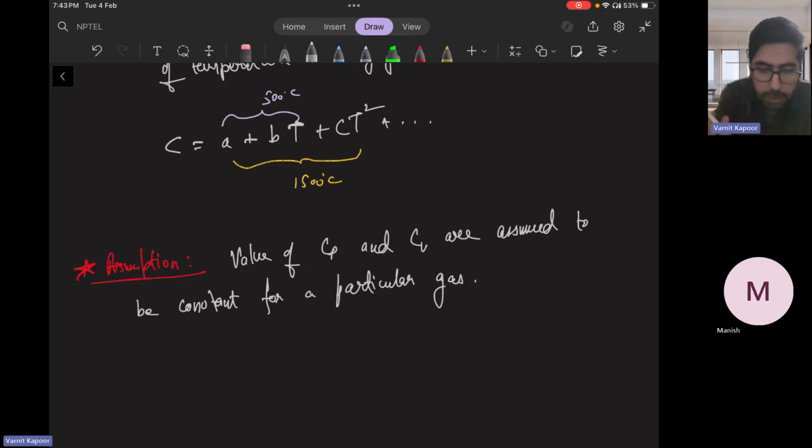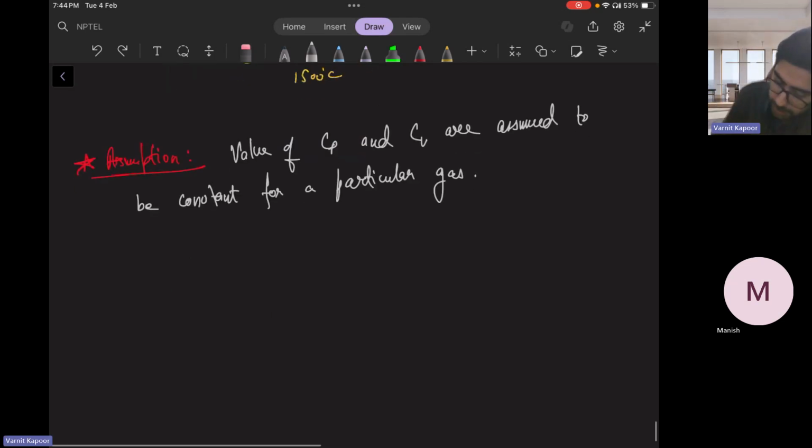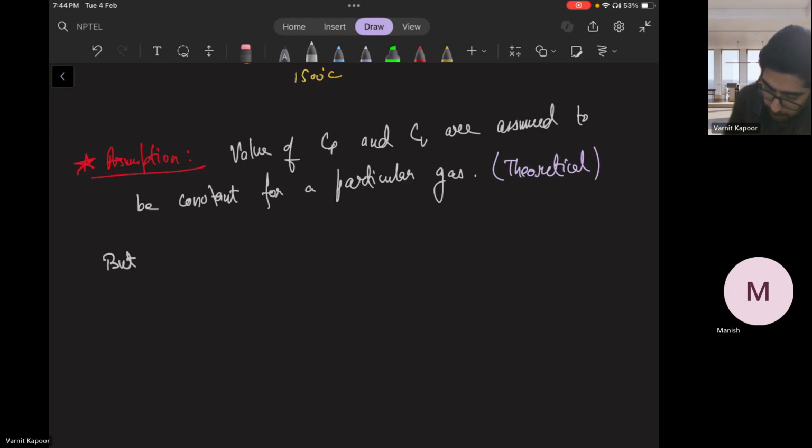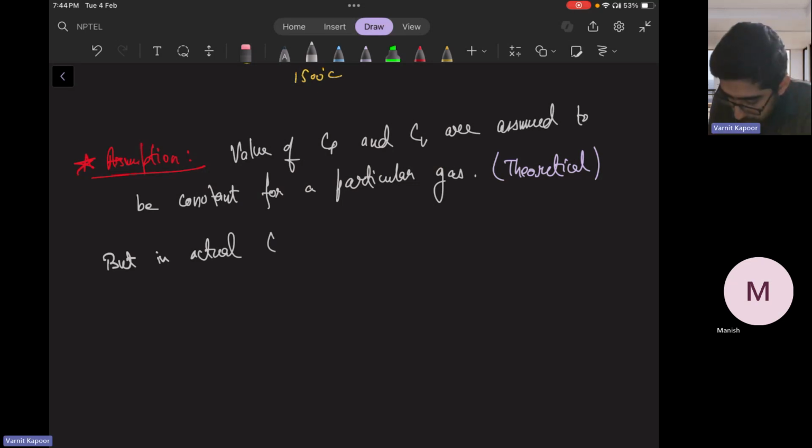Okay, theoretically we say that. In actual, it is not, because Cp and Cv change with temperature. As you see in the above relation, in gases it will be very high, but in solids it remains constant. When you increase the temperature, Cp and Cv also increase. Theoretically, let me write this, but in actual, Cp and Cv are also changing.